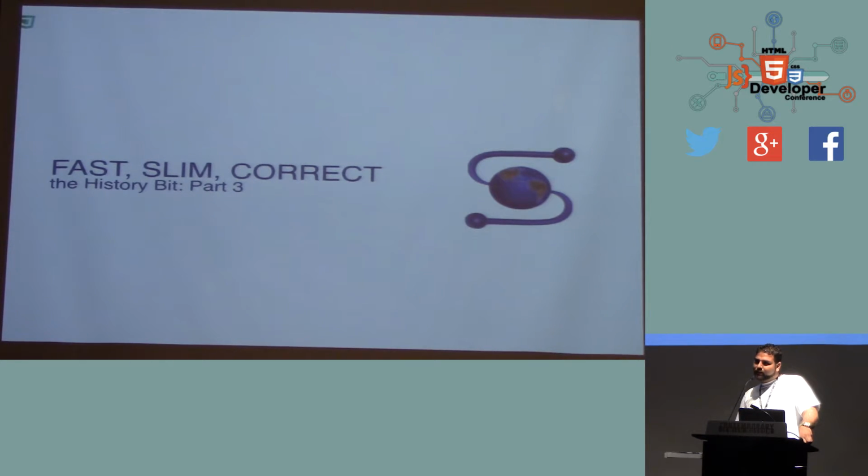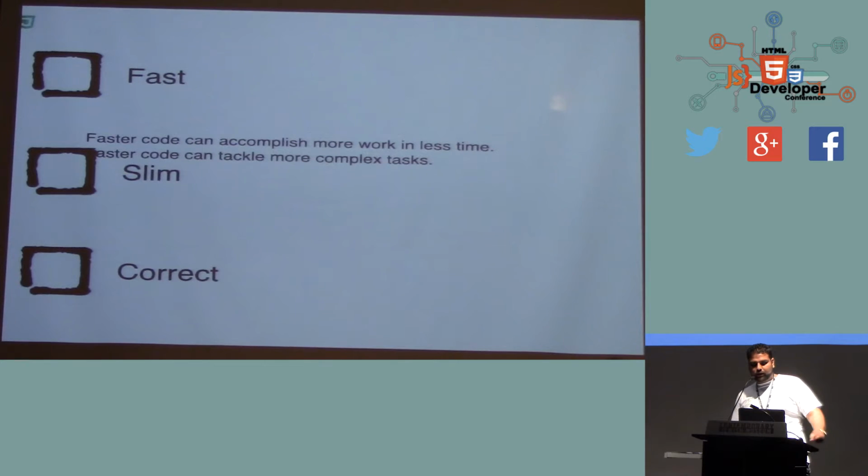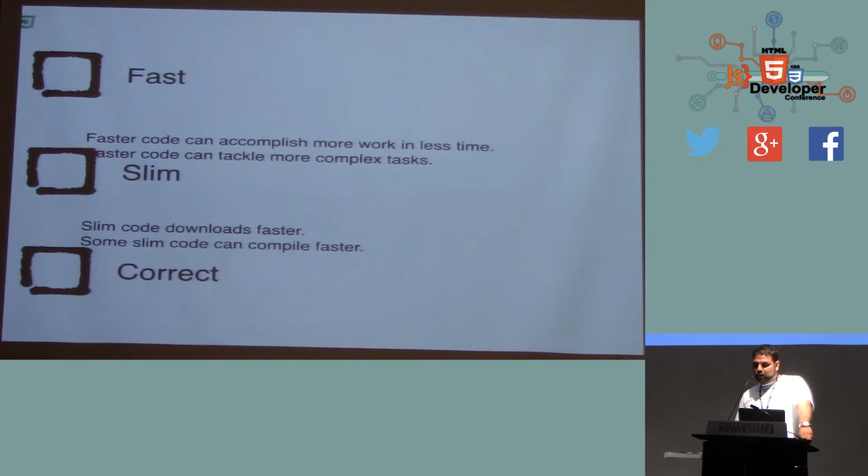And it has to be correct. That means it has to follow all the web standards that are by either W3C or ECMA. So we have to follow all the standards. So let's take a look real quick at what they are and what it really means. By fast, we mean that we need code that can accomplish a lot more work in very little time, and it should be able to tackle complex tasks. By slim, it means your code should download faster, and it can be compiled faster, and by correct, it means that it should do what it's expected to do.